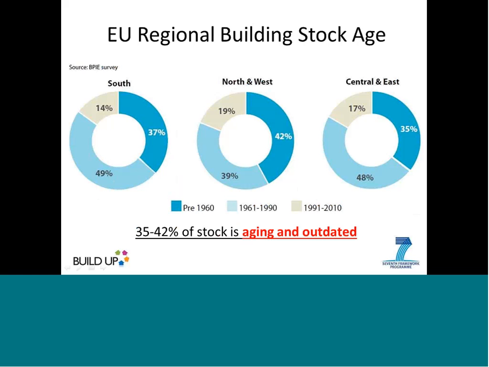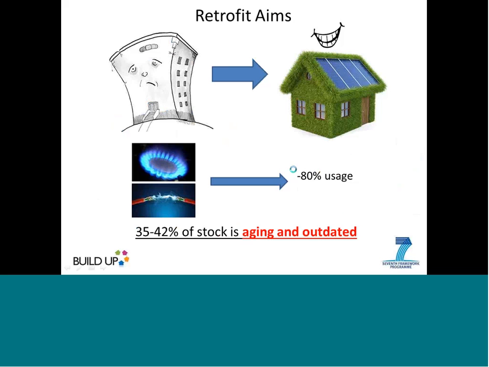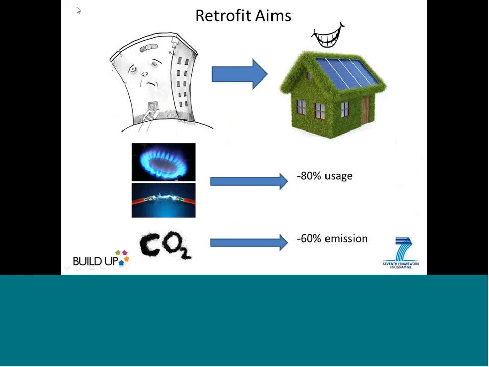And looking at the age of the stock, you can see here that roughly between 35 and 42% is aging and outdated, dependent upon the location, with the north and west having a significant portion of its stock very old. Now, our overall aims with retrofit are ultimately these 3 points. We want to take sick buildings which affect our health to happier buildings and make them greener and better with energy consumption, through reduction of energy usage overall to around 80% and reduction of our carbon emissions by 60%, which is what we want.